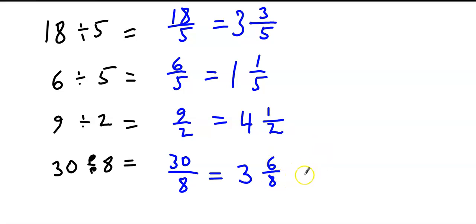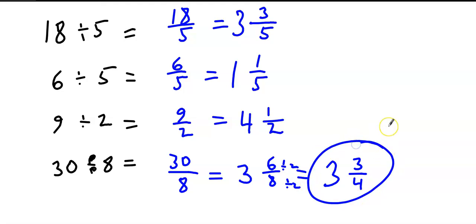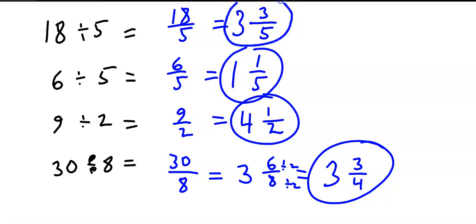6 and 8 are possible to reduce, so we're going to divide each number by 2. See what happens. So 3 is a whole number, it stays the same. 6 divided by 2 is 3, and 8 divided by 2 is 4. And this is going to be our final answer. 3 3/4, 4 1/2, 1 1/5, 3 3/5.